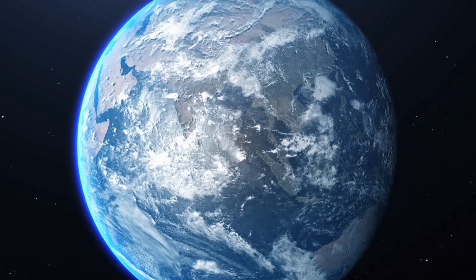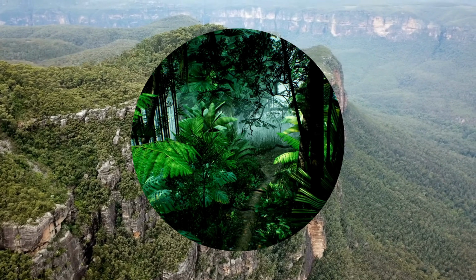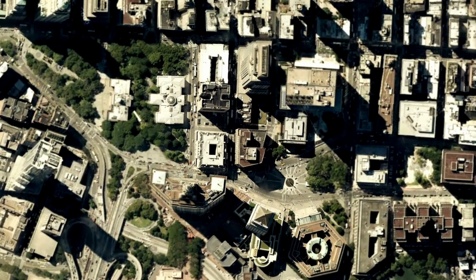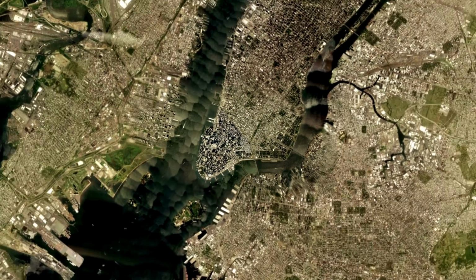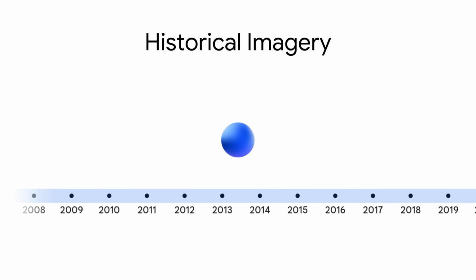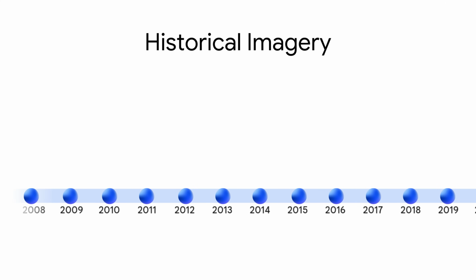Google Earth provides a rich tapestry of imagery covering almost the entire world. But have you ever wondered what the world looked like 30 years ago? Or witnessed the growth of a city from above? With Google Earth's new historical imagery feature, you can now journey through time and see the Earth transform.